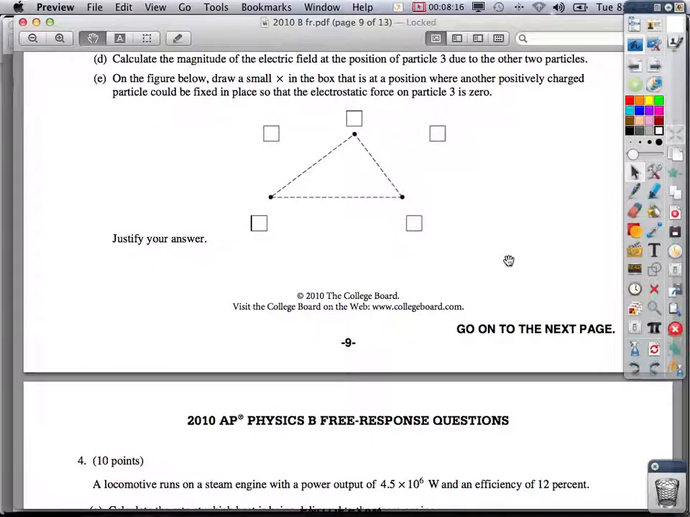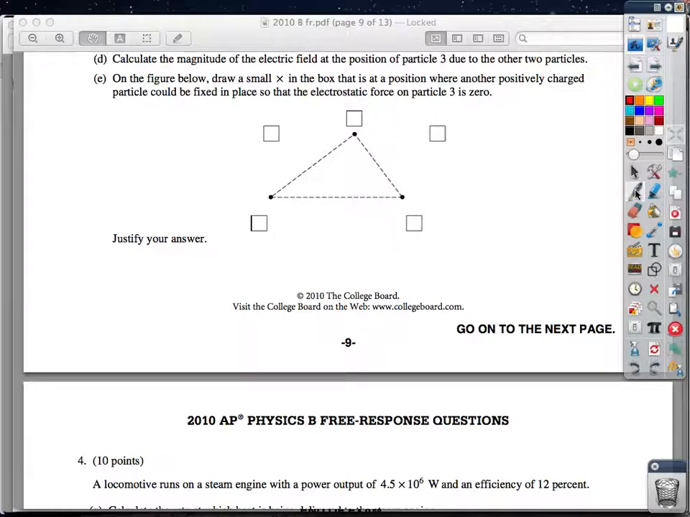Now, on the figure below, draw a small X in the box in a position where another positively charged particle could be fixed in place so that the electrostatic force on the particle is 0. So, obviously, there is a net electrostatic force. There's a net force this way, so that's F total right now. And I want to get rid of it, right? And this is a plus charge. What do I have to do? Yeah, it's going to be this one, right? Put a plus, X in the box where a positively charged particle could be placed.